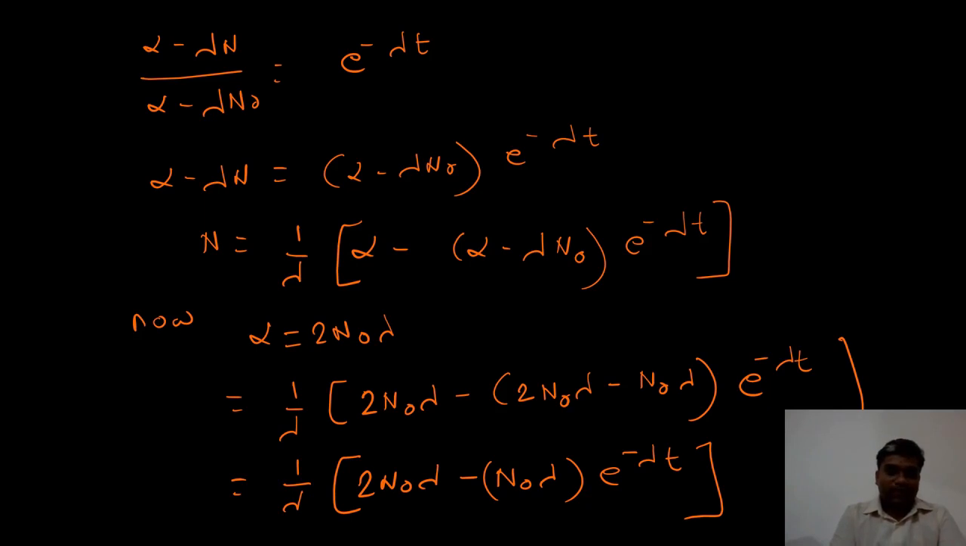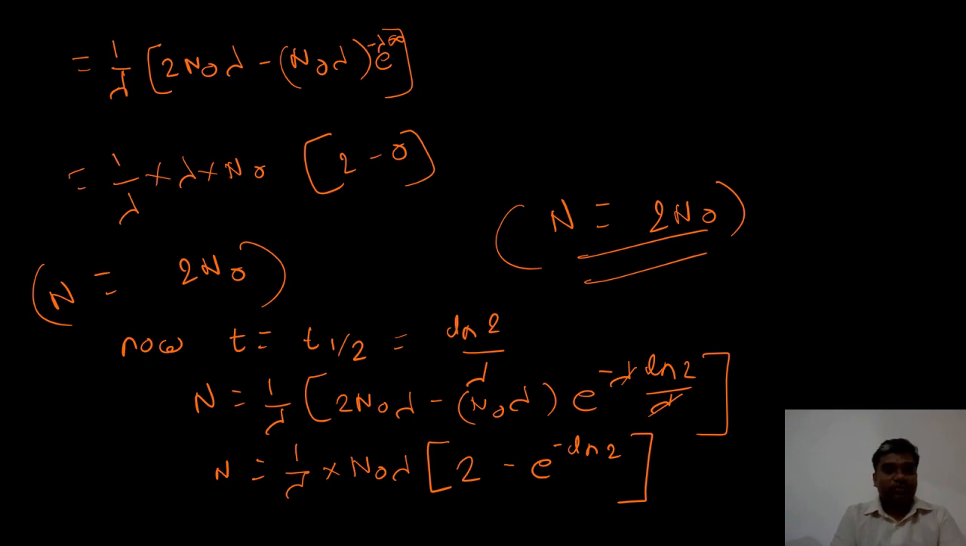Now, what is next? When alpha is equal to 2 N naught lambda, we replace alpha by 2 N naught lambda and solve this equation. You can take N naught lambda common: 2 N naught lambda minus N naught lambda e raised to minus lambda t, and you put t equal to infinity. Then lambda and lambda cancel, and e raised to minus lambda infinity becomes 0, and you get the final answer N equal to 2 times N naught.